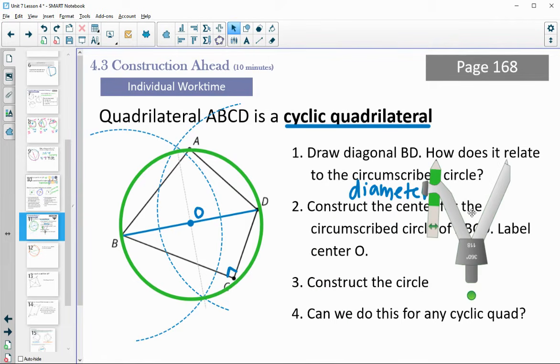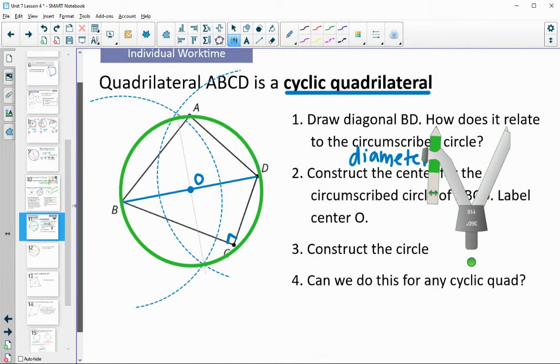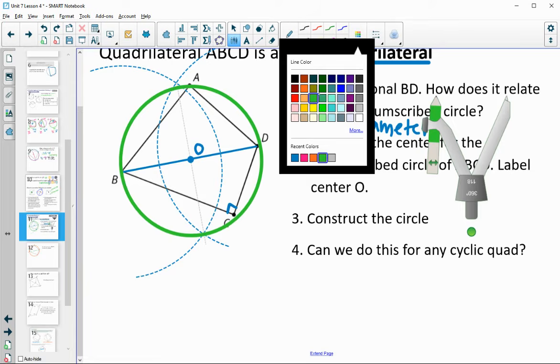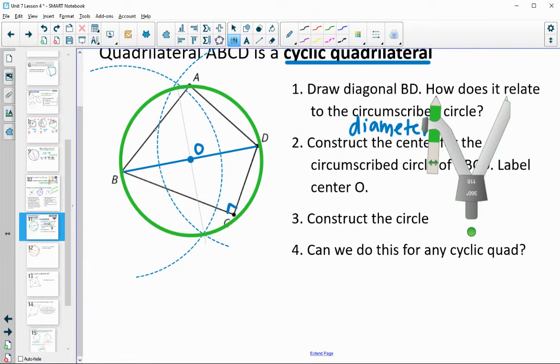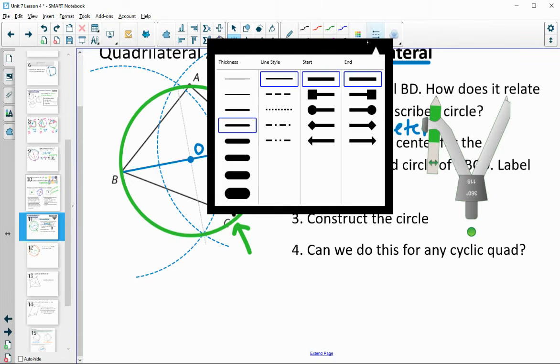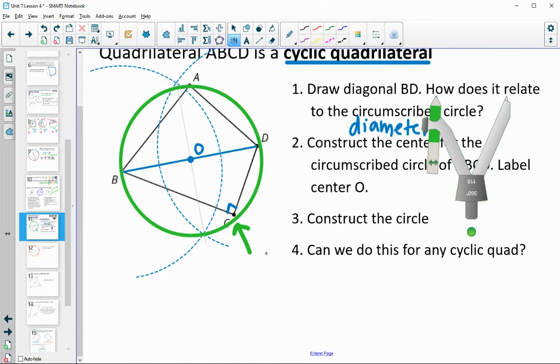So will this work the way that we did this with any cyclic quadrilateral? If I just give you any cyclic quadrilateral, can you follow those steps? The answer is no, because there was one special thing that this cyclic quadrilateral had that allowed us to just find the midpoint, and that was this 90-degree angle. That 90-degree angle allowed us to realize that that was going to be a diameter. So this will not work in all cases.